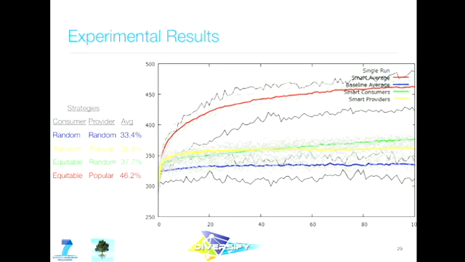And then we have where consumers use the Equitable strategy and providers just use the popular one. So both of them are doing this probabilistically, based on what services either the consumers require or the providers provide, and that is 46.2% better. So as you can see, when you take into consideration local information and work with it probabilistically, you're much more robust.